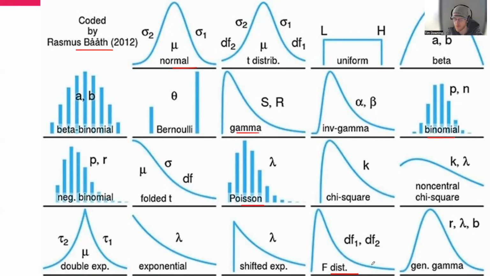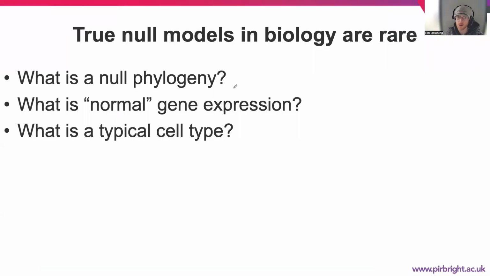So to think about this carefully for biology, what is a null phylogeny? What do we expect to get from a drawn phylogeny? Is there any real null here? If we're looking at gene expression, what is our null value there? What does it look like? And if we're looking at cell types, what is our typical cell type? What's our average cell type? Is there an average cell type? Does that have any meaning here?